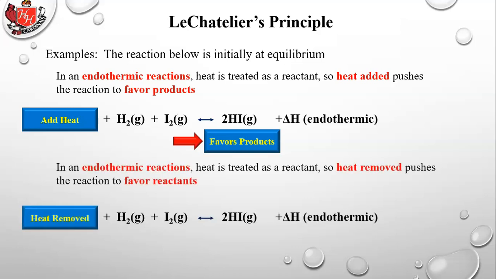In an endothermic reaction, heat is treated as a reactant, so heat removed pushes the reaction backwards to favor reactants. In other words, you're taking away one of the things that reaction wants. It wants more heat. It's endothermic. So if you actually remove heat, it's going to slow the reaction down or actually cause it to move backwards from right to left. So that's going to favor the reactants. And that favors reactants. So that's for an endothermic reaction. Now if it's exothermic, let's take a look at that.